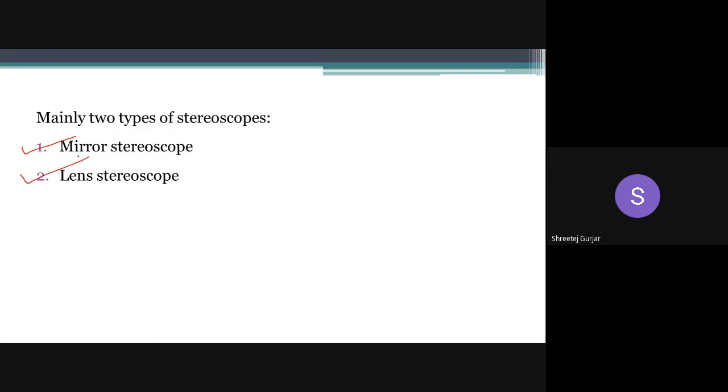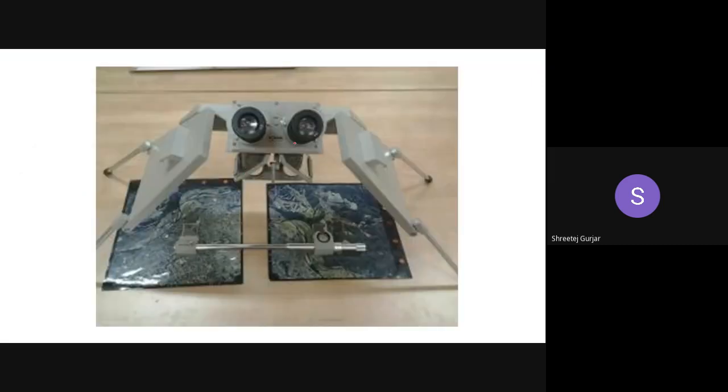First we shall study the mirror stereoscope. The lens stereoscope is a very simple arrangement. Coming to the mirror stereoscope, as the name suggests, it has a set of mirrors which help us to view the stereo pairs. Let me show you a diagram. This interesting instrument you see here looks like a crab, or a robot from the future, having two eyes and four legs. But it is a simple instrument which is used to view your stereo pairs.